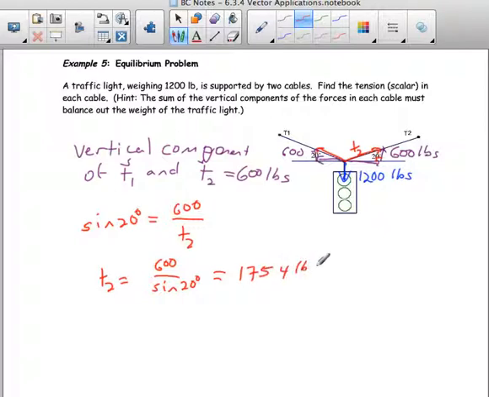And if you enter that in your calculator, you'll find that T2 is equal to 1,754 pounds. So the tension in each cable is 1,754 pounds, such that together their vertical components offset the 1,200 pounds.